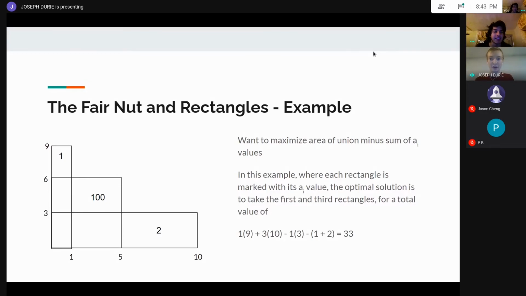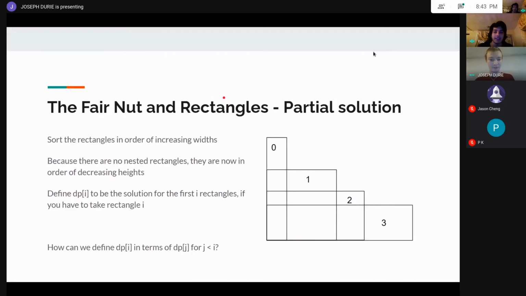Oh, you take the ith guy? Yeah. So you think about not the first I, but also the first I, and you want to take the ith guy, and then what ordering makes it nice?